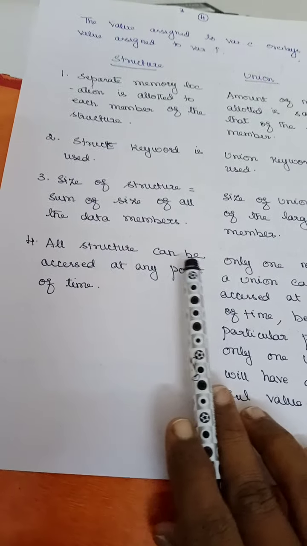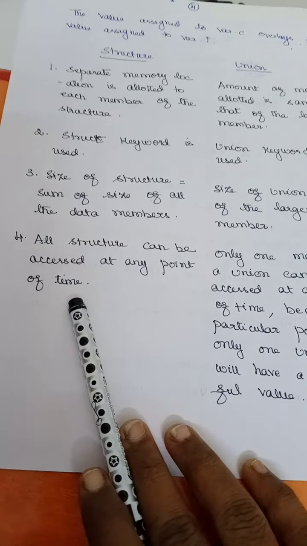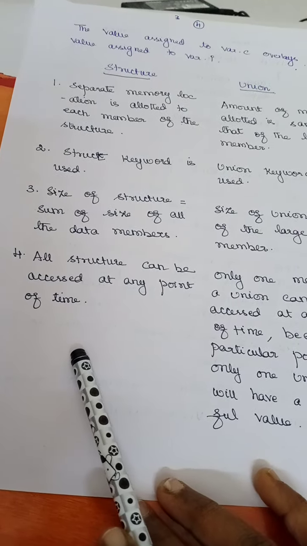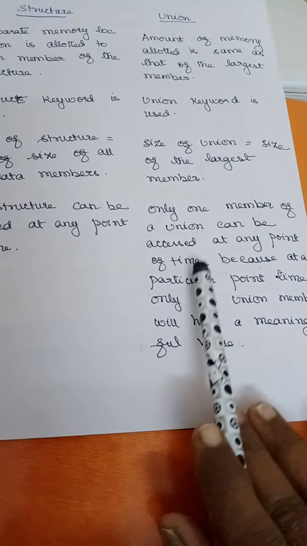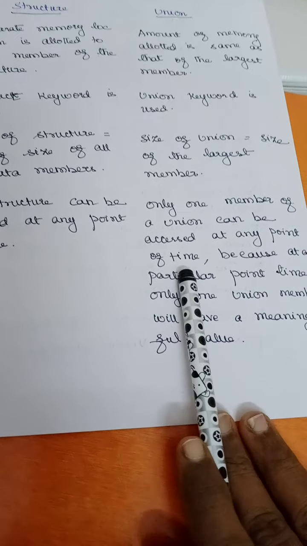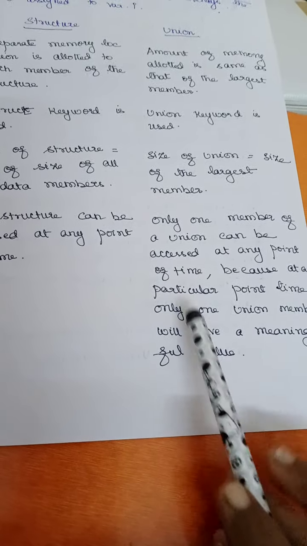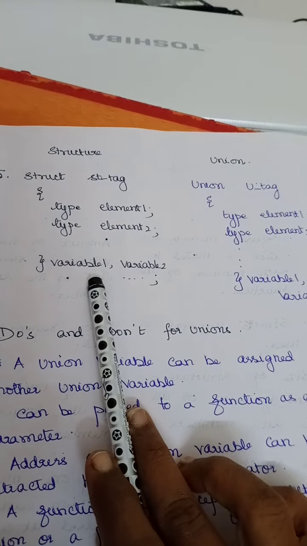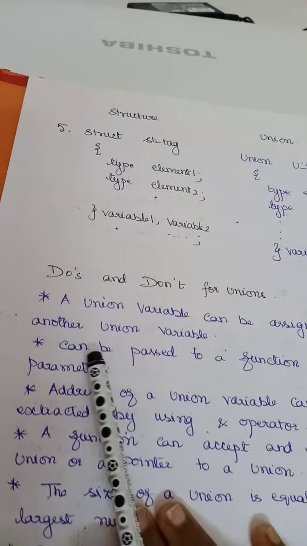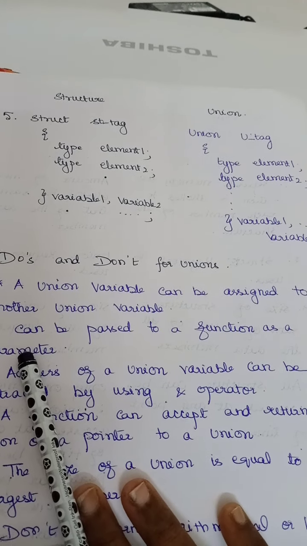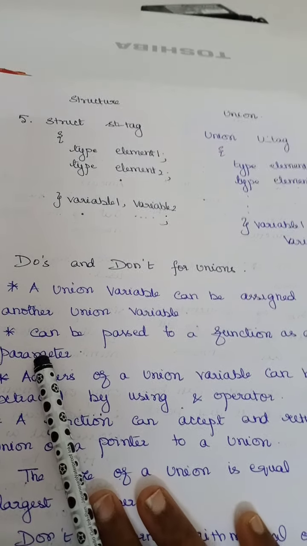And all the members of a structure can be accessed at any point of time. If I want, I can use structure variable dot member name. I can print it. I can do it in any order. But here only one member of a union can be accessed at any point of time, right? Because it is going to share the same memory. And then this is going to be the syntax for your structure and this is going to be the syntax for union. The difference between structure and union is going to be a very, very important question. So please go through it, right?